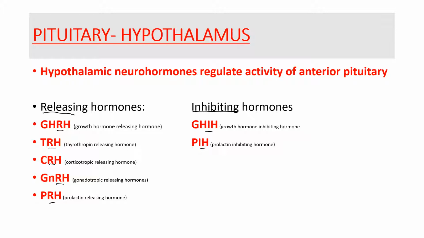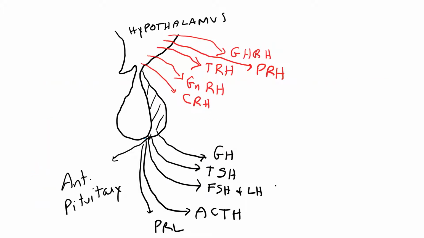Releasing hormones are going to cause the release of specific anterior pituitary hormones. Inhibiting hormones, of which there are only two, will cause the inhibition, or will stop the release of the hormones on which they act. So this is the way hypothalamic hormones work. For example, GHRH, growth hormone releasing hormone, will act on the anterior pituitary and cause the release of human growth hormone.